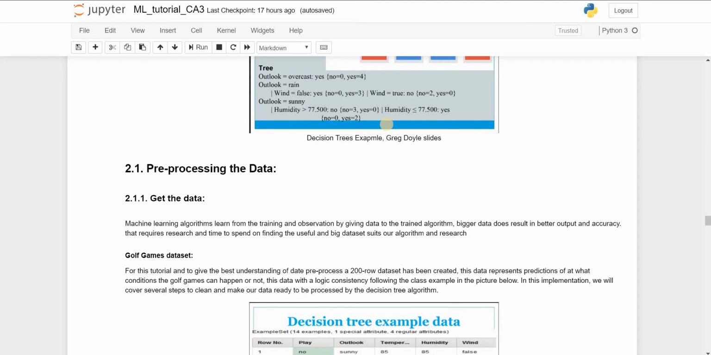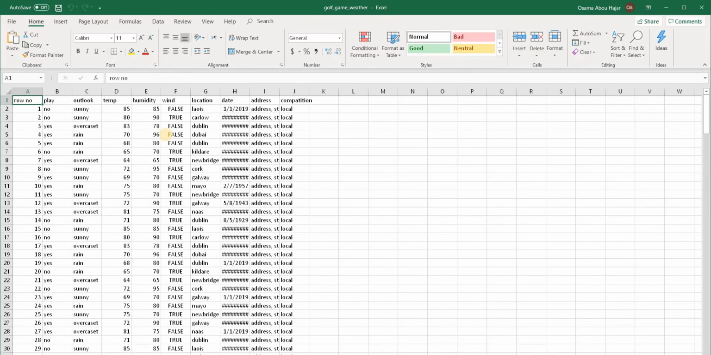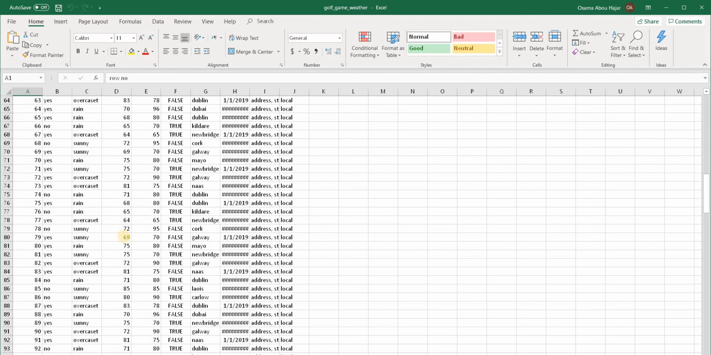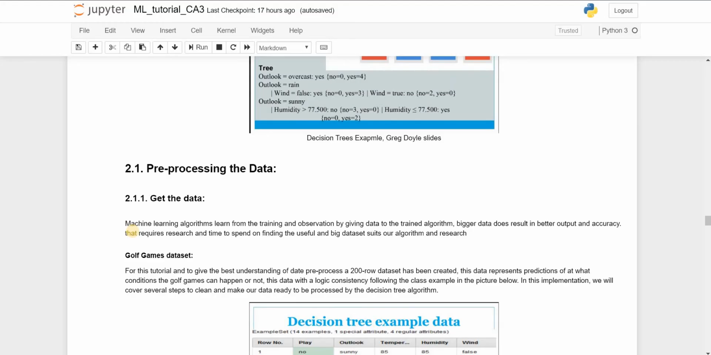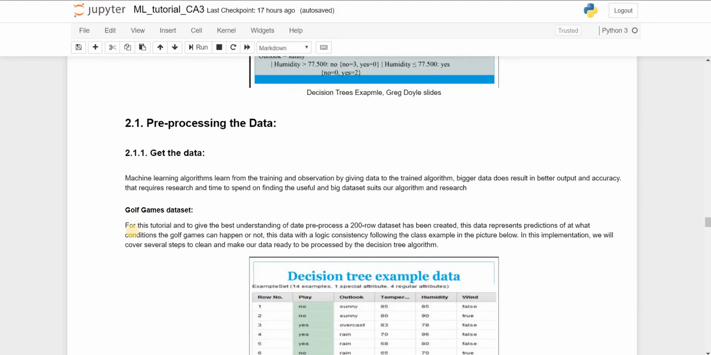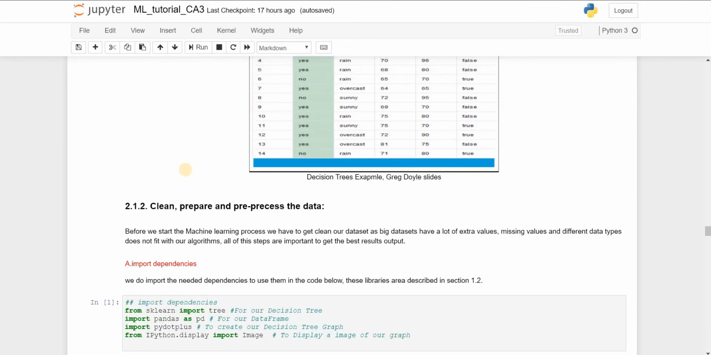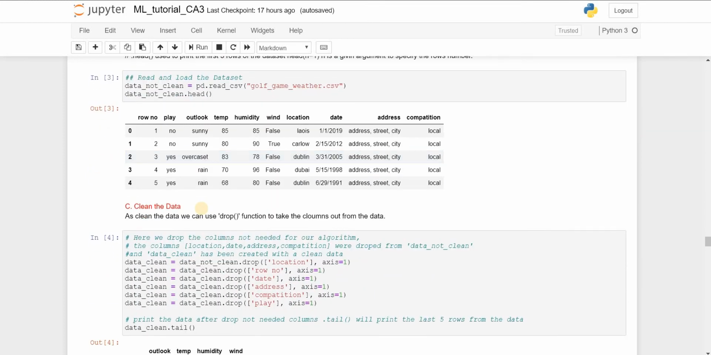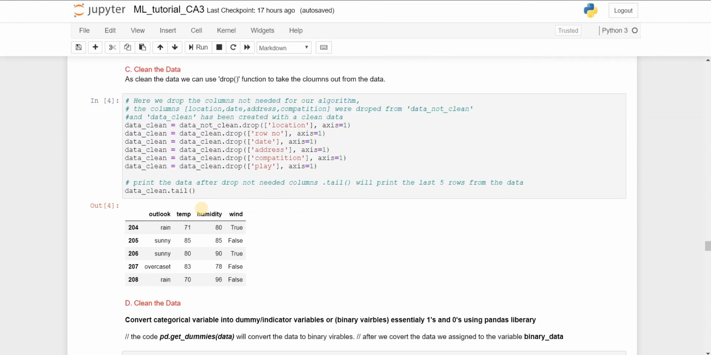To start the machine learning process, we have to get the data. I have designed the data myself. This data has 200 rows of information about the game of golf. I show in this tutorial how to pre-process this data, how to load it into the working environment, how to clean it, and how to convert it to binary and make it ready to be trained by the model.